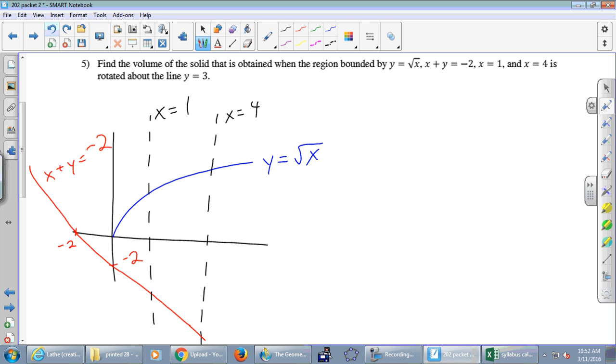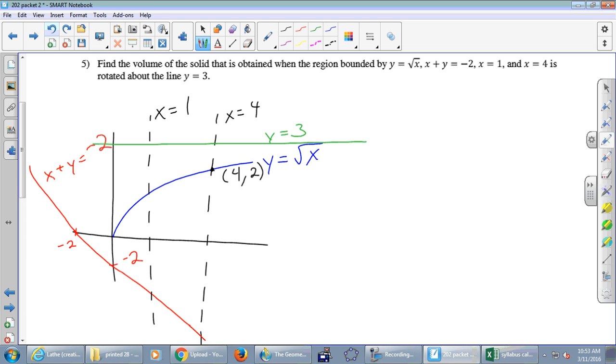I'll just label this point. I know for sure x is 4, and it's on the blue curve, so I can plug 4 in there and get 2. So I'm convinced y equals 3 is just above something like that. Okay, so I've got my region. I'm going to spin it around that green line, and I'm going to get a 3-dimensional solid, and we're going to calculate the volume of that solid.